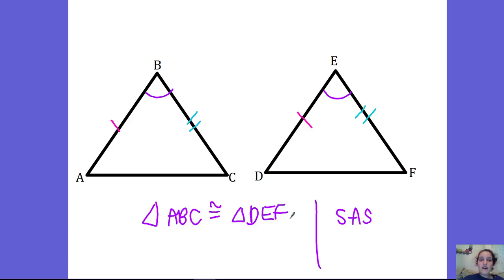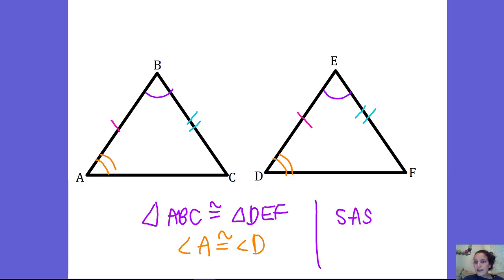Well, now that we know that those triangles are congruent, if triangle ABC is congruent to triangle DEF, wouldn't that mean that angle A would need to be congruent to angle D? Now that I know that those triangles are congruent, that makes sense that I would be able to say that angle A is congruent to angle D.